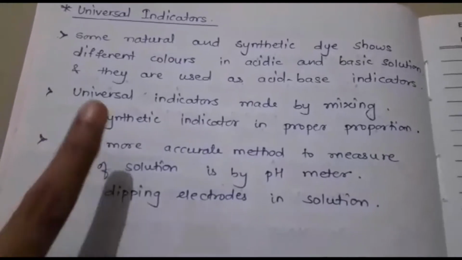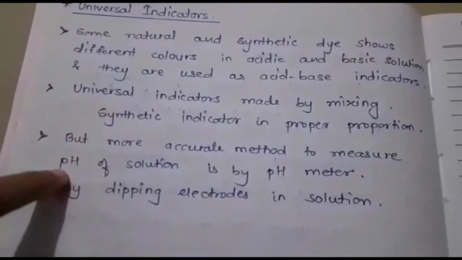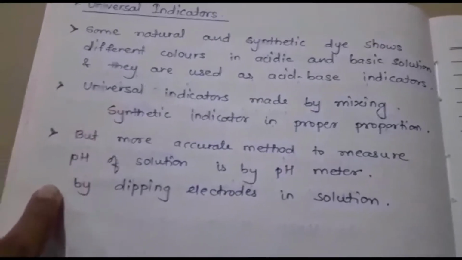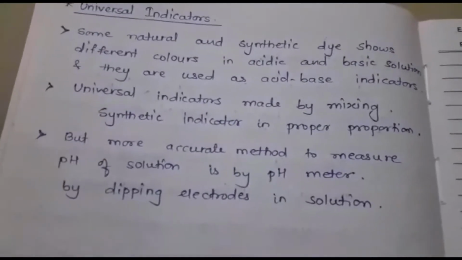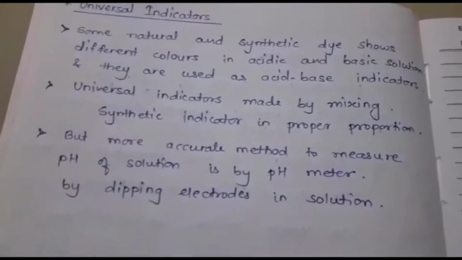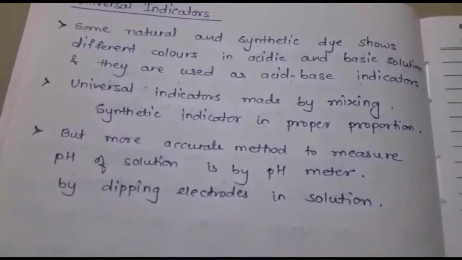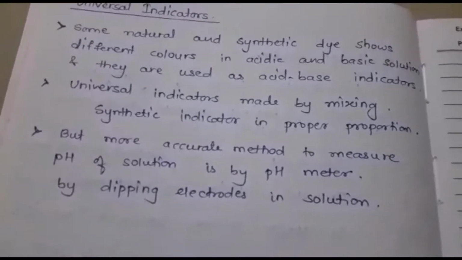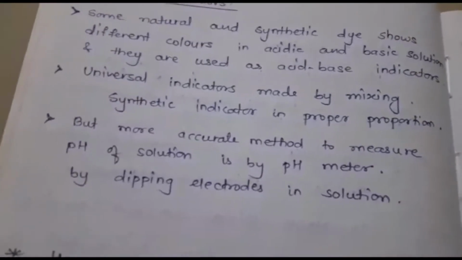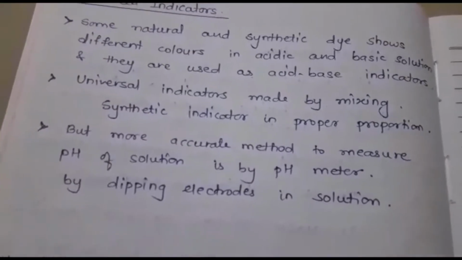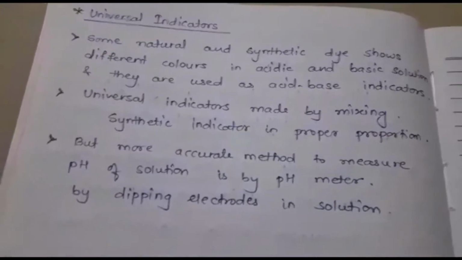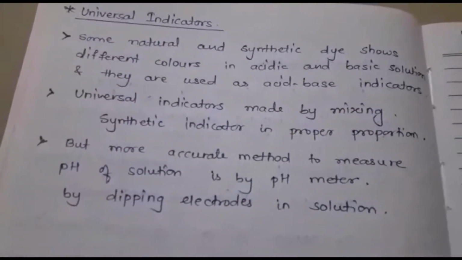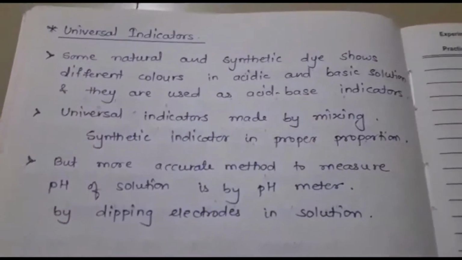But a more accurate method to measure pH of a solution is by pH meter. A pH meter consists of a meter showing a scale of hydrogen ions or OH minus ions present in that solution, by dipping an electrode in that solution. So this is about pH and universal indicators.